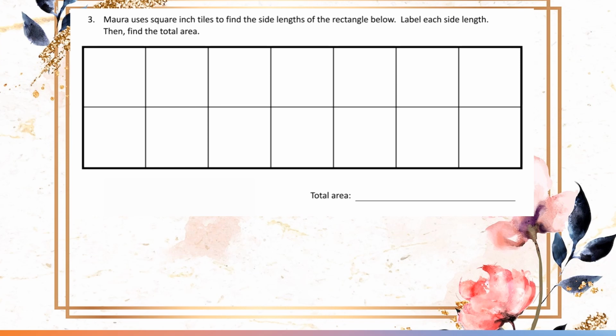Let's take a look at number 3. Number 3 says, Maura uses square inch tiles to find the side lengths of the rectangle below. Label each side length, then find the total area. Okay, so we're going to start with the length first. That means we're going to count straight down. 1, 2. So that means the length of this rectangle is 2 centimeters.